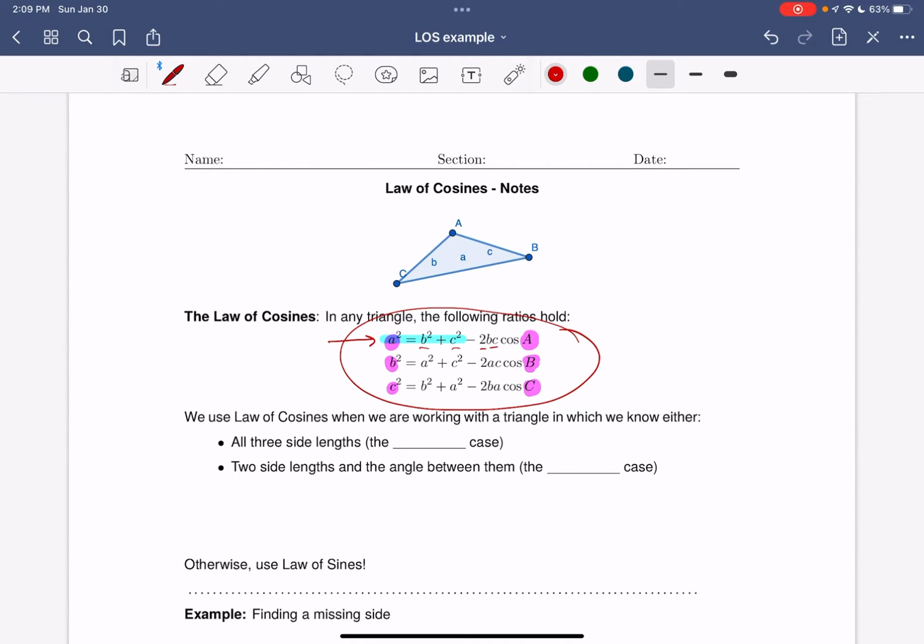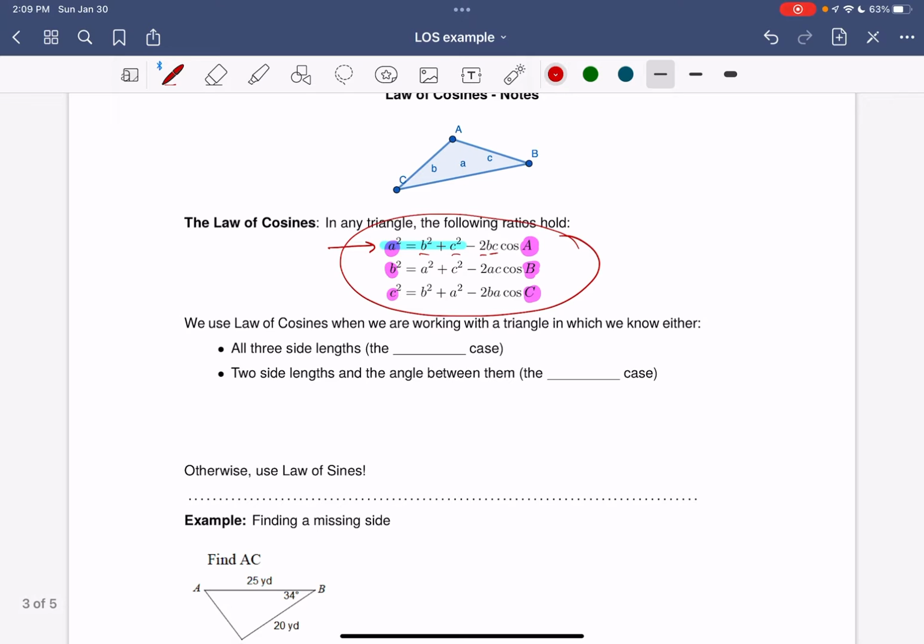So we use law of cosines when we're working with a triangle in which we know either all three side lengths, we would call that the side-side-side case, kind of like in geometry when we think about the three sides of a triangle being congruent to the three sides of another triangle. Or we use it when we have two side lengths and the angle between them, the side-angle-side case.